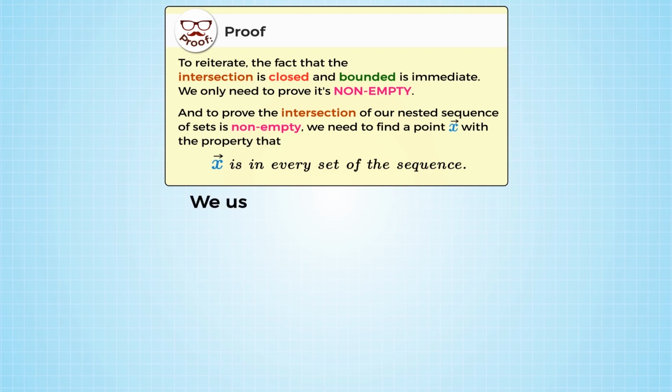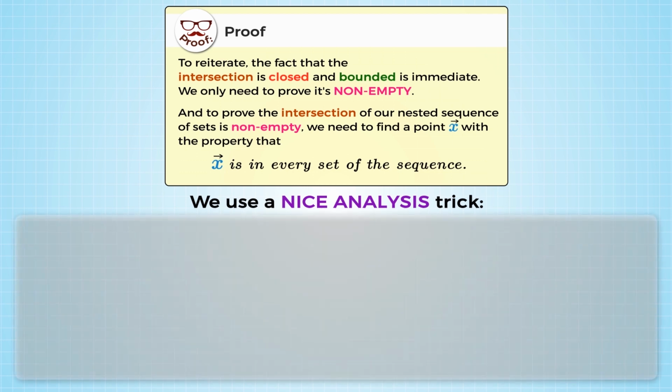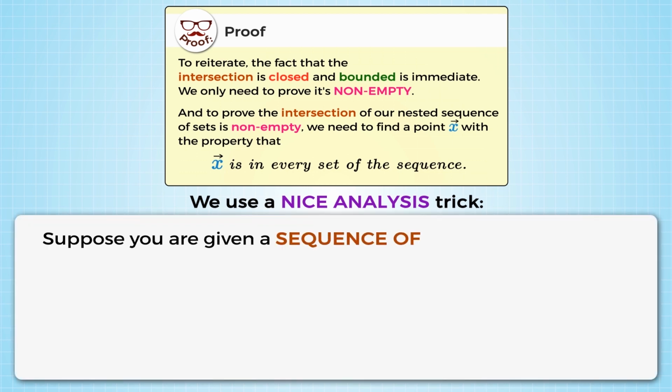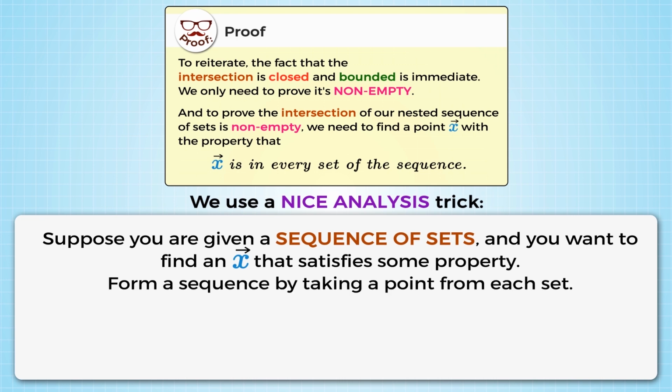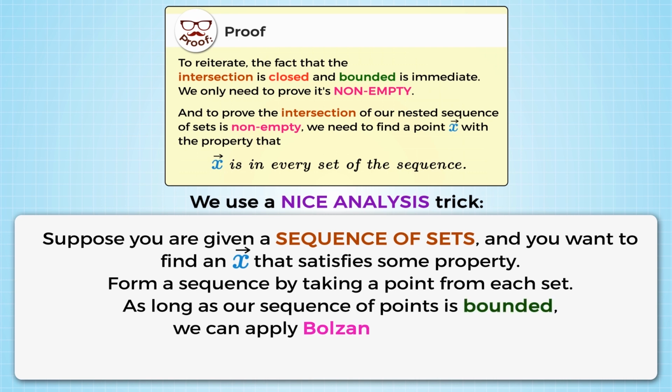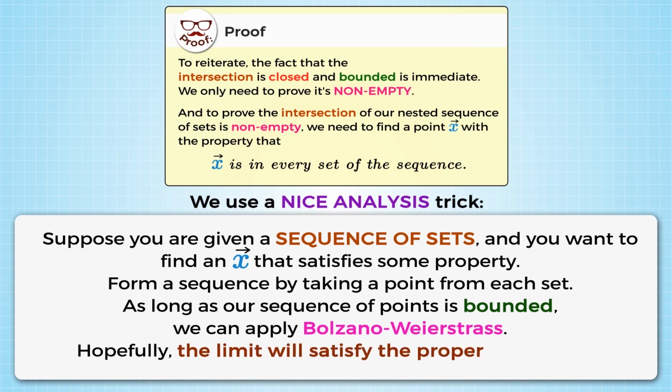And to do so, we use a nice analysis trick. Suppose you're given a sequence of sets, and you want to find an X that satisfies some property. Form a sequence by taking a point from each set. As long as our sequence of points is bounded, we can apply Bolzano-Weierstrass, and then hopefully the limit will satisfy the property we need.